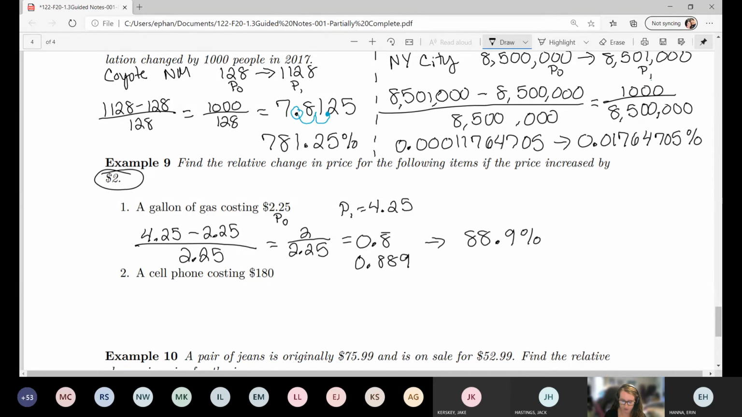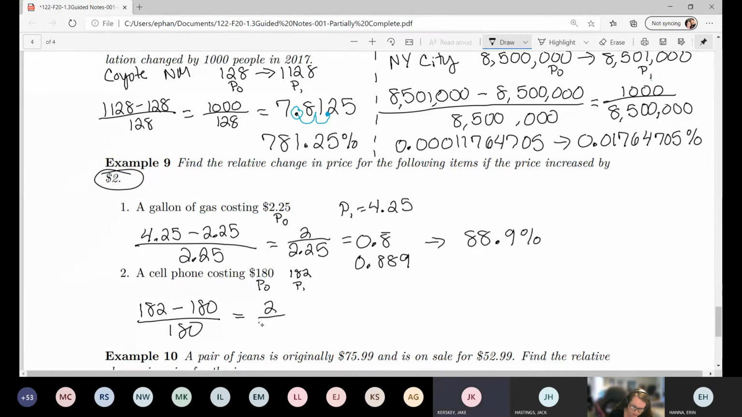Part 2, what about a cell phone costing $180? Well, that's our starting value. Our ending value would therefore be 182. So it's not as much of a difference, so it's probably going to be a much smaller percent. We've got our ending value minus our beginning value divided by our beginning value.